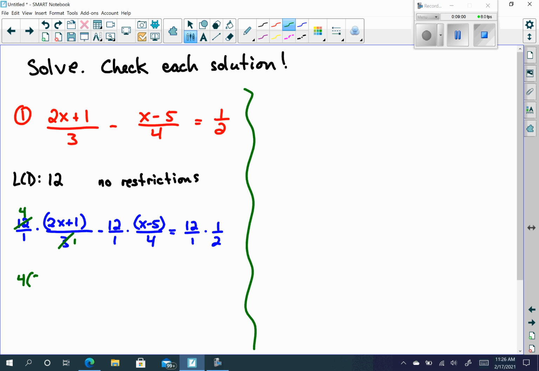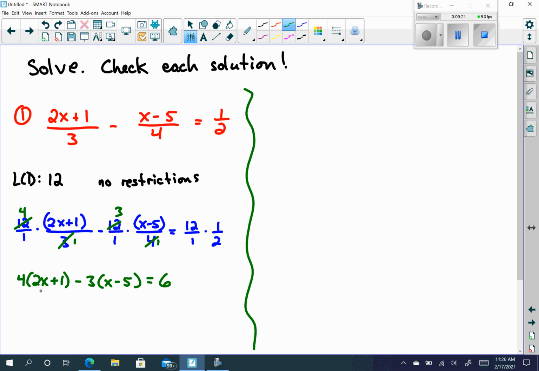So now what do I have left? 4 times the quantity 2x plus 1. Fraction went away. Minus 4 goes into 12 3 times, so now I have a minus 3 times the quantity x minus 5. And then this is just 12 divided by 2, or half of 12, so that will give me 6. Now I have an equation with no fractions. I just continue to distribute. Now I would classify this as linear.